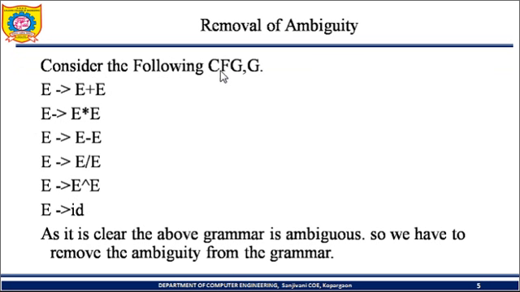So here we'll see one grammar, E equals E plus E. This is the given grammar. Is it ambiguous or not? Actually it is ambiguous, but I'll take one example. Suppose we want to generate the string id plus id star id plus id star id with the help of the above grammar.